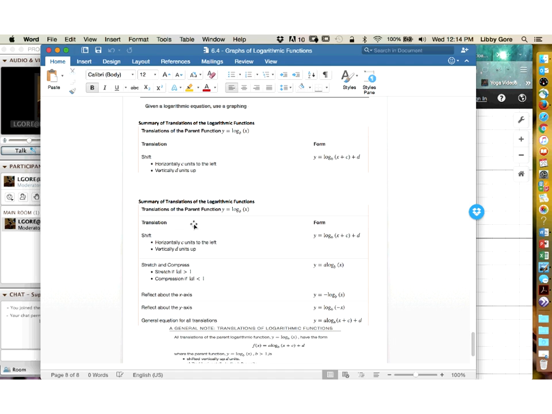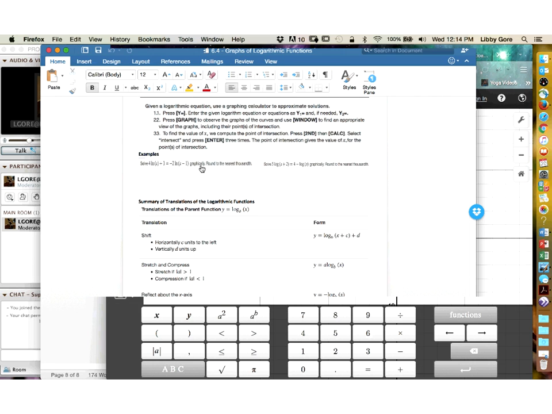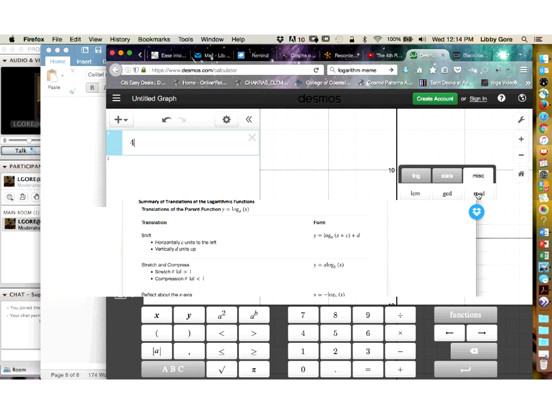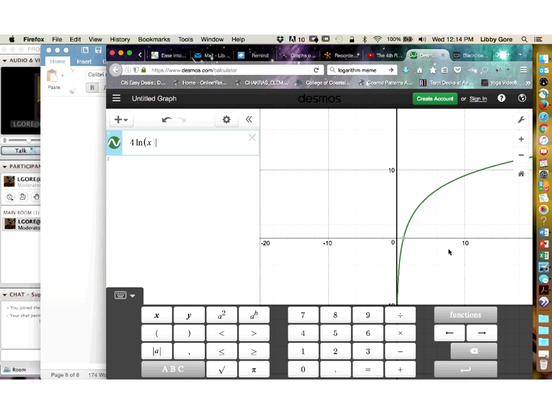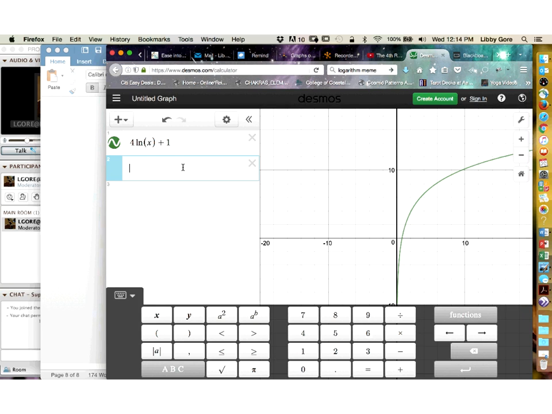Or function rather. Okay, 4 times the ln of x plus 1. Let's see if it'll graph this. 4 times the ln of x plus 1. Okay, nice. We've got that one. Now let's see if we can put the other side on there. Negative 2 ln of x minus 1. Okay, so negative 2 ln of x minus 1. Nice.